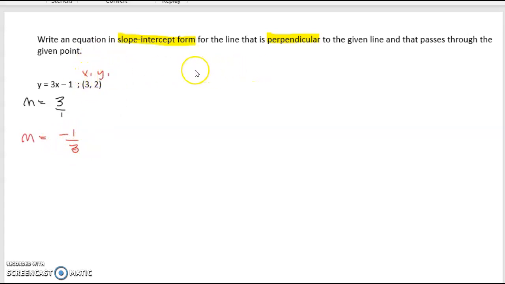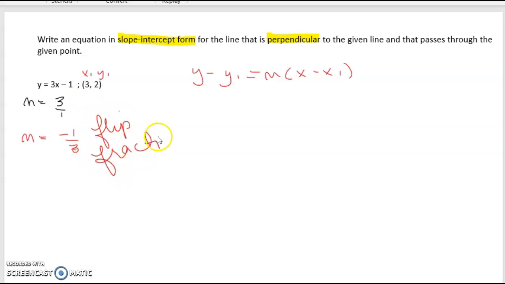And then an x1 and a y1. The problem that so many people make with this is they flip the fraction at the end instead of at the beginning. You must flip your fraction first. You must do that first before you plug into point slope form. So we have y minus a 2 equals negative 1/3 times x minus a 3.